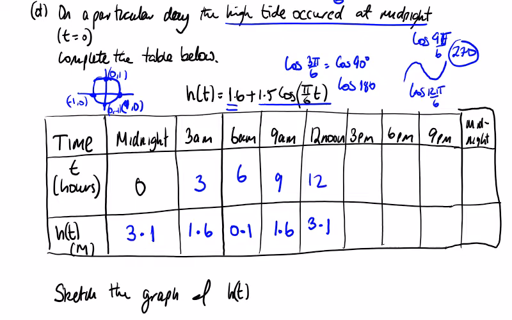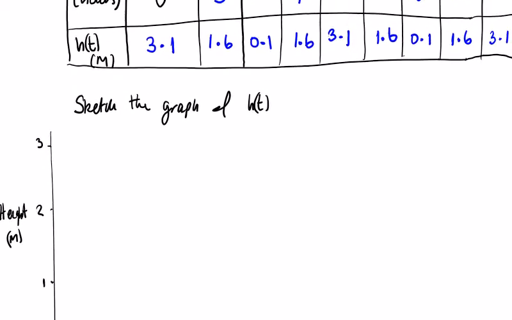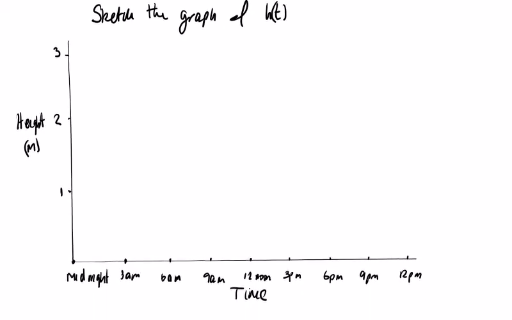And we should see the pattern here. You can double check these, but it will revert back to going back down to 1.6 after 15 hours. Down to 0.1 after 18 hours. After 21 hours, it has to come back up to 1.6 before finally getting back up to 3.1 after 24 hours. Now you're asked to sketch this graph. So let's have a go at sketching that.